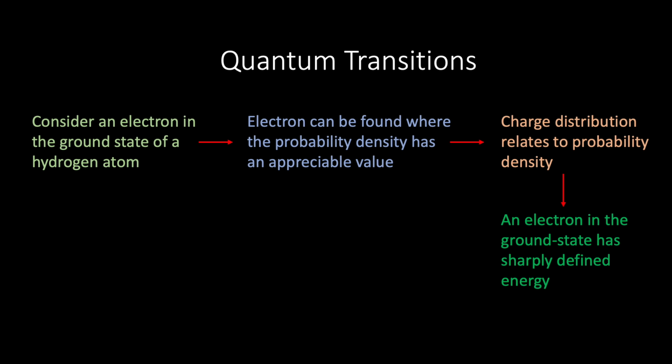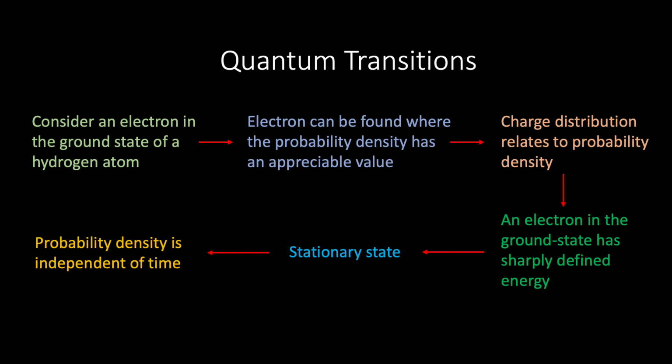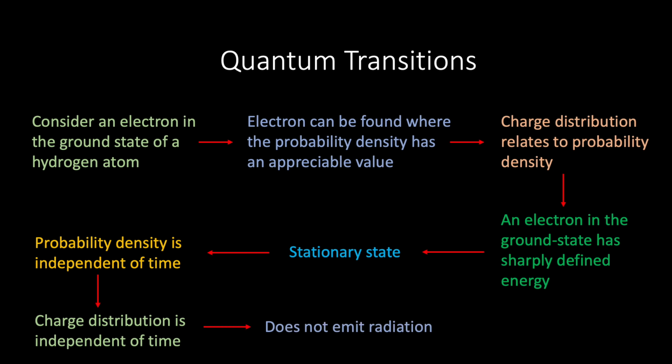Now, when an electron is in the ground state of an atom, its energy is sharply defined, and as we've seen from our analysis earlier, this corresponds to a stationary state in which the probability density is independent of time, and therefore the electron's charge distribution is also independent of time. Now, according to classical electromagnetism, a static distribution of charge does not emit radiation, and therefore we see that quantum mechanics provides a way of resolving the paradox of the old quantum theory concerning the stability of atoms.